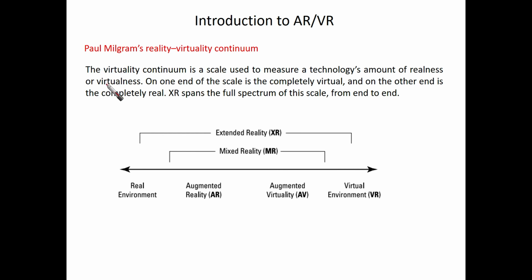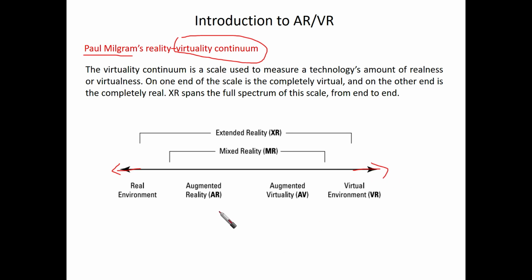When these various kinds of terminology come up, we can think of them on a scale. This scale was proposed by Paul Milgram; it is more appropriately called the reality-virtuality continuum. So this is a scale in a sense. Let's say we have a line. The left side represents a real environment, and as you go to the right side, you are moving toward a more virtual environment. As you go to the left, it is more real; as you go right, it is more virtual.